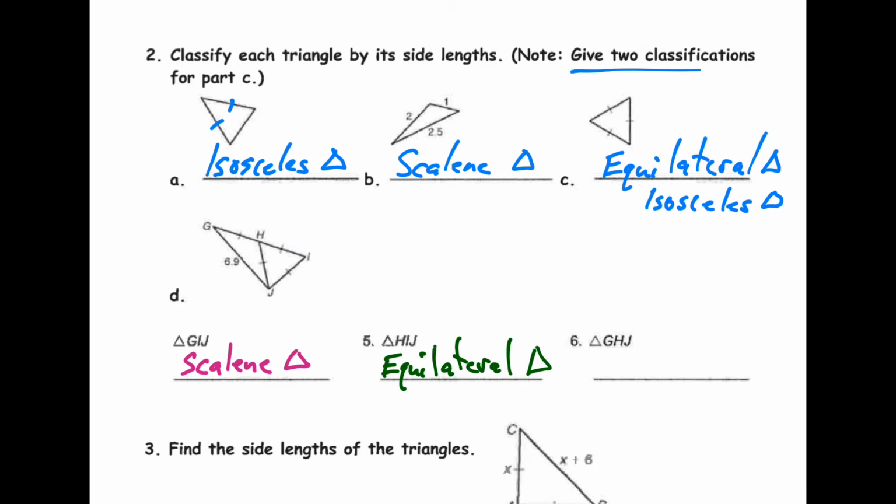And last one, GHJ. And this one is going to be an isosceles triangle. Because we know two sides are congruent, so therefore isosceles is going to be our best name for that one.